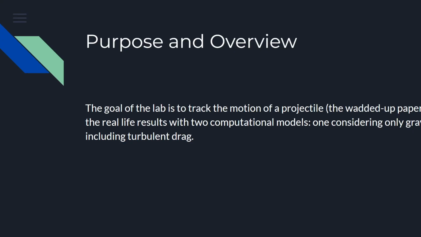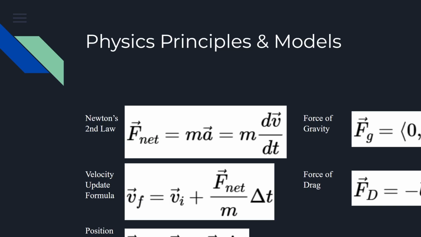Purpose and overview. The goal of this lab is to track the motion of a projectile, the wadded up paper ball, and compare the real-life results with two computational models, one with only gravity and one that also includes turbulent drag.